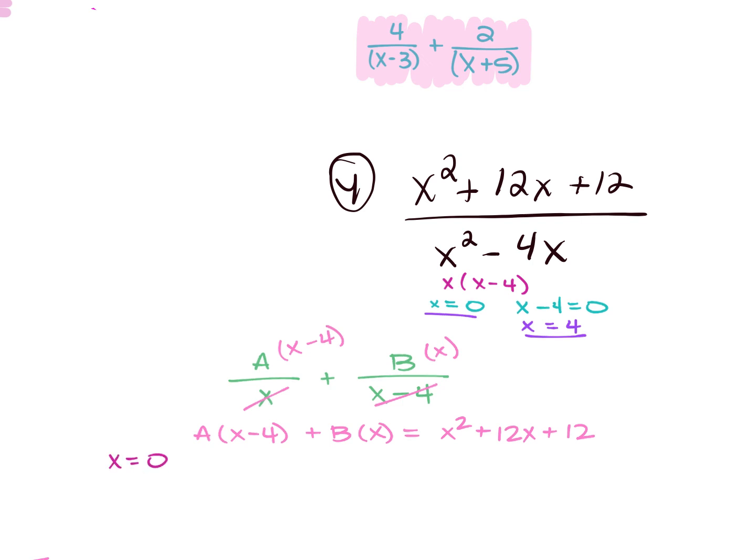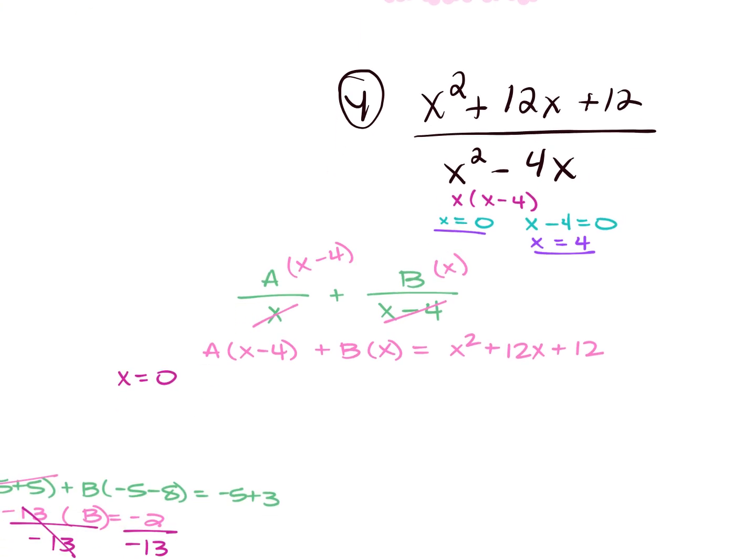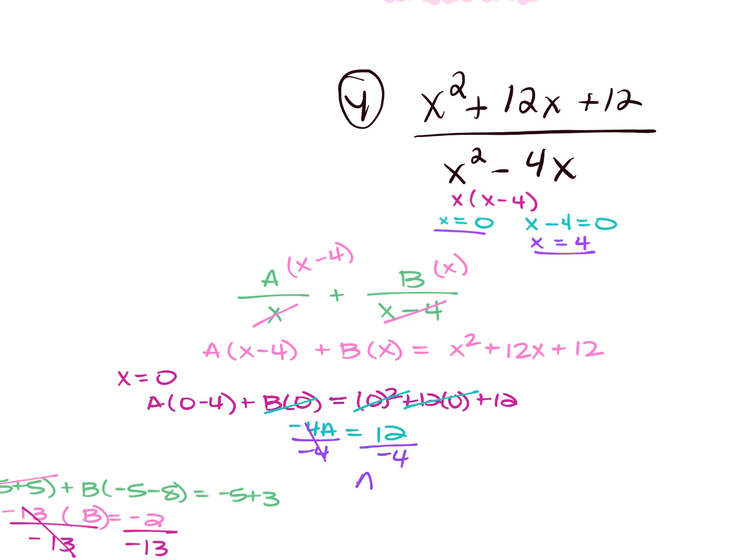If x is equal to 0, this is going to give you a times 0 minus 4 plus b times 0 is equal to 0 squared plus 12 times 0 plus 12. The 0 minus 4 gives you negative 4a. The b times 0 cancels. Your 0 squared cancels. Your 12 times 0 cancels. So negative 4a is just equal to 12. From here, divide each side by the negative 4, and you get that a is negative 3. Keep that in mind.